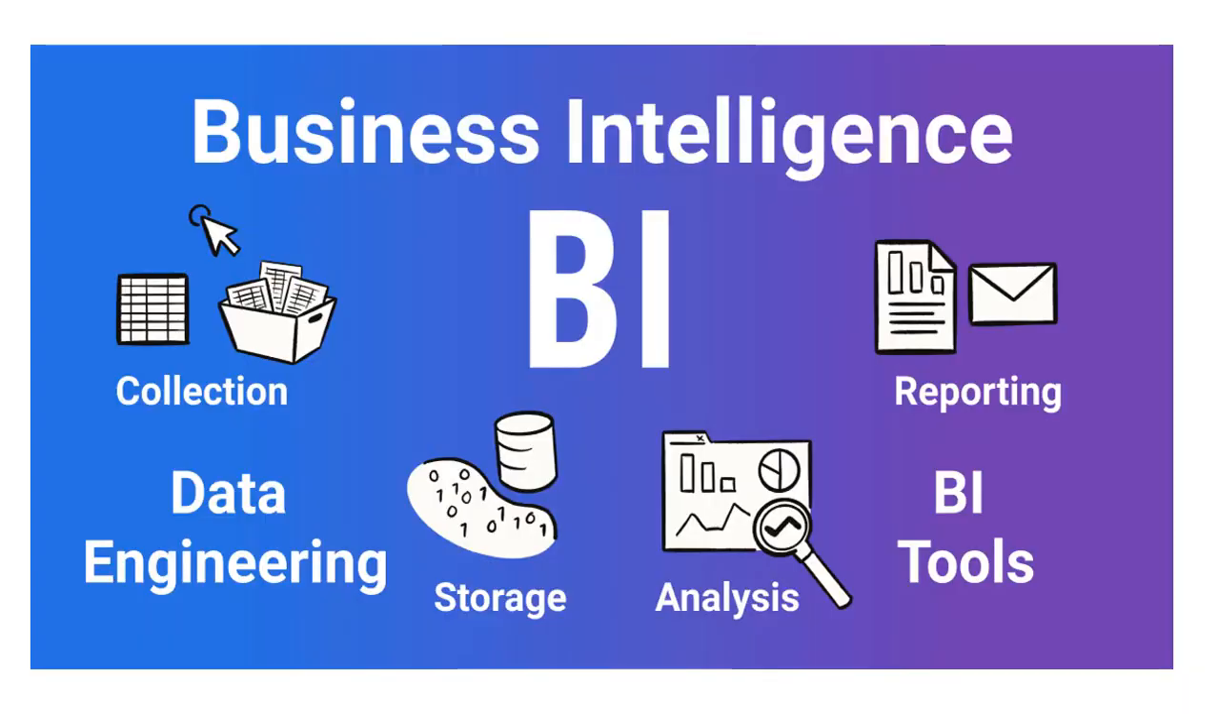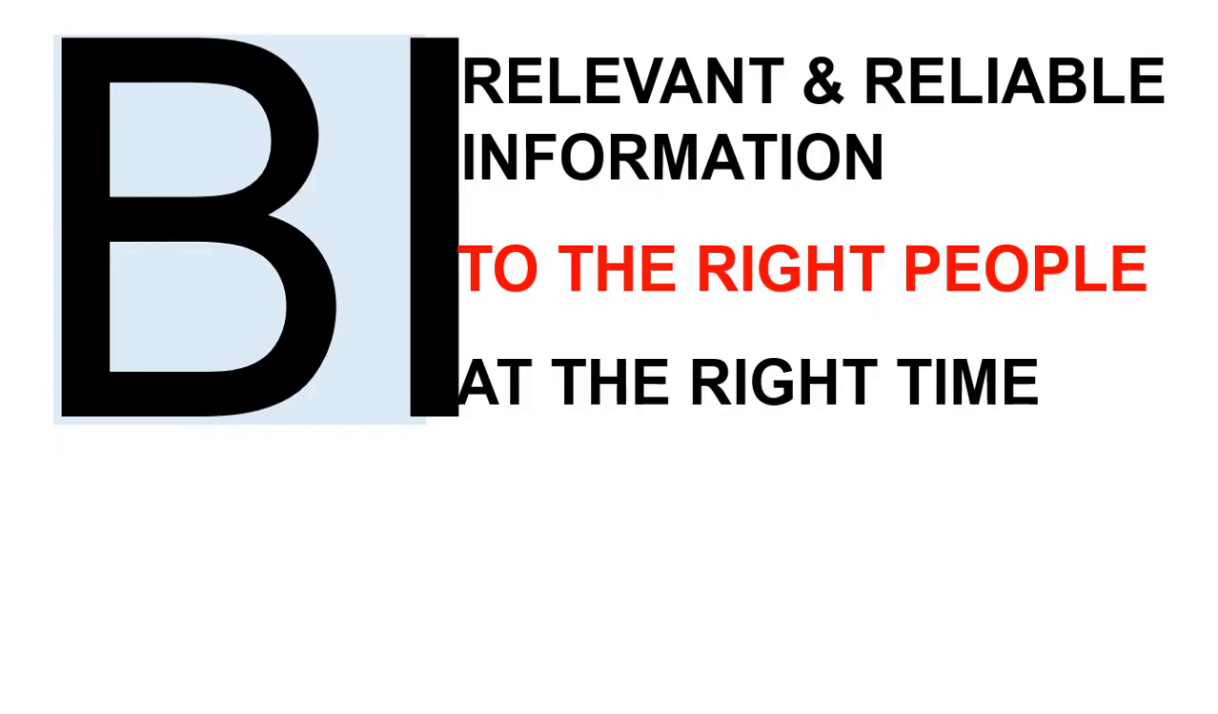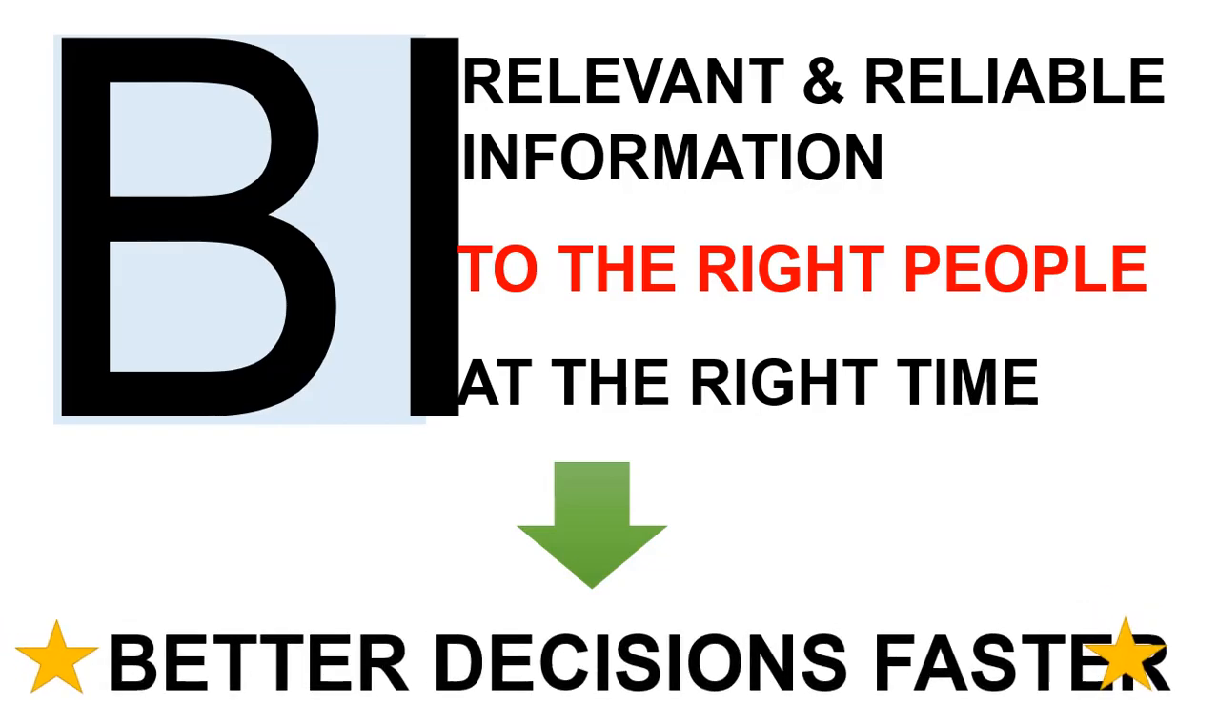This tutorial is for you to understand what is BI, how does it work, how to make it work. The word BI has different definitions. The easiest way to define it is to consider BI a tool to deliver relevant and reliable information to the right people at the right time, with the goal of achieving better decisions faster.